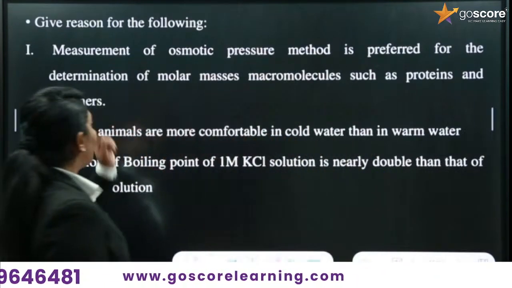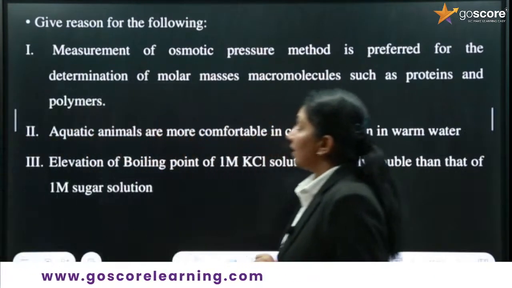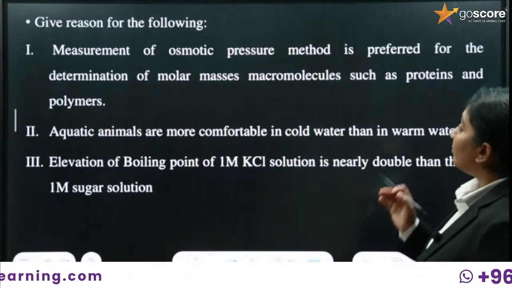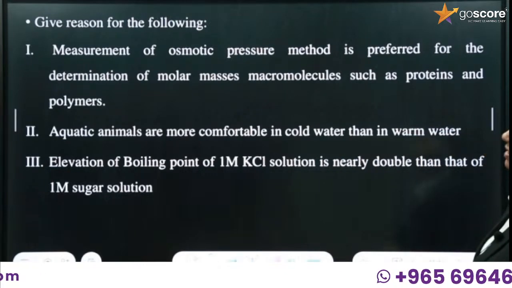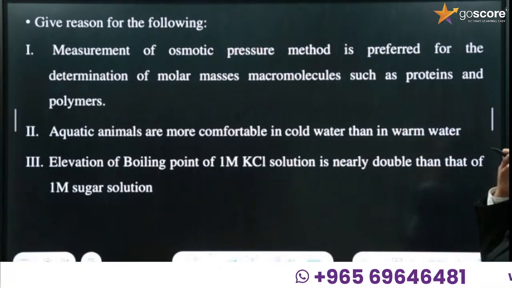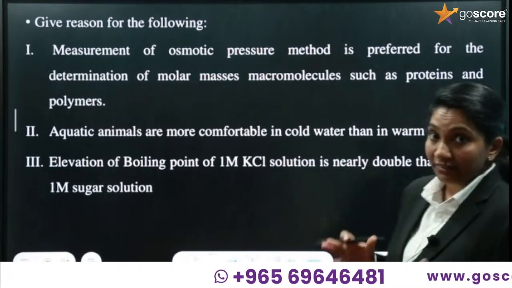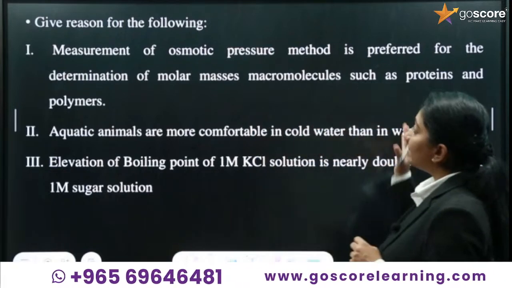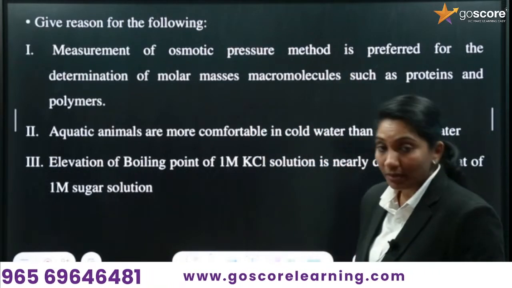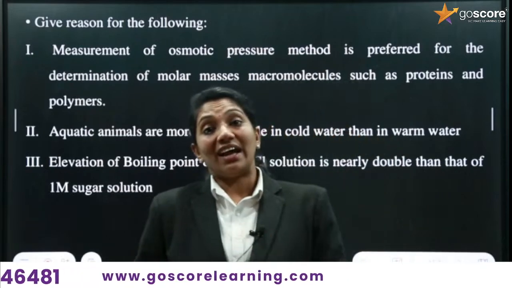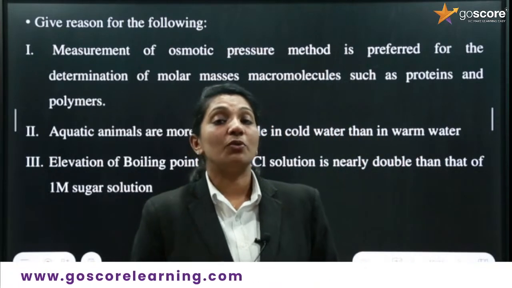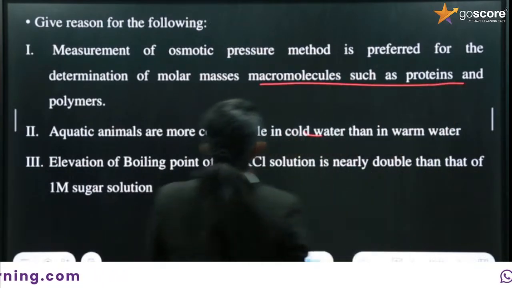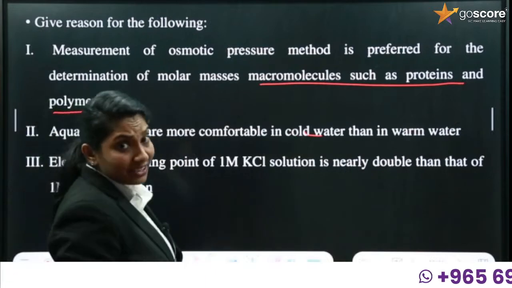So, now see the last question, that is, give the reason for the following. Measurement of osmotic pressure method is preferred for the determination of molar masses of macromolecules such as proteins and polymers. We have done that. We will be using the colligative property methods for measuring the molar masses of the solute, right? So in that, why are we preferring the osmotic pressure method for the determination of molecular masses of proteins and polymers? What may be the reason?